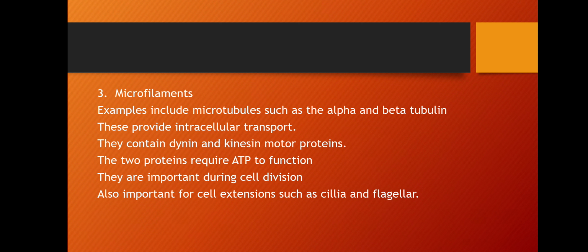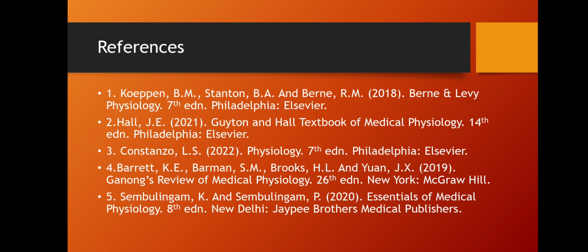Then the intermediate filaments are for anchorage, anchoring cells to cells, cells to extracellular matrix, and cells to organelles. Then we also have the macrofilaments, which include the microtubules such as the alpha and beta tubulin. These provide intracellular transport. They also contain the dynein and kinesin motor proteins. These two proteins require ATP to function. They are important during cell division. They are also important for cell extensions such as the cilia and the flagella. And that marks the end of this presentation.